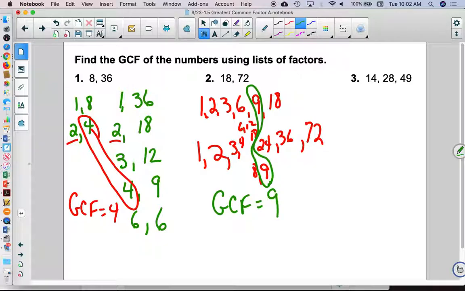That's a pain. I hate lists. I really do. Remember me telling you that you could use the ladder? Ladder's best for more than 2 numbers. Do you remember me telling you that?